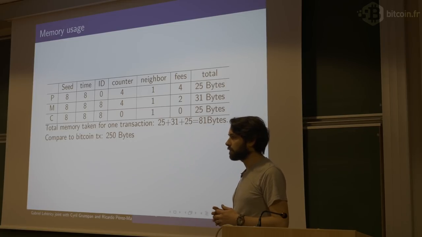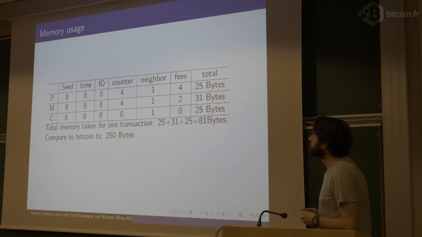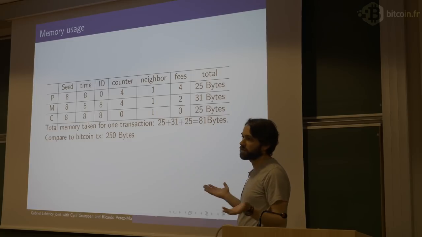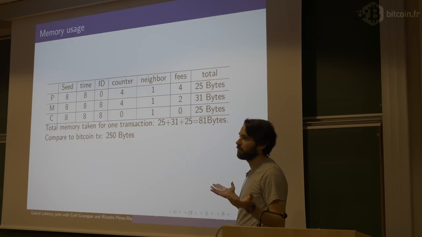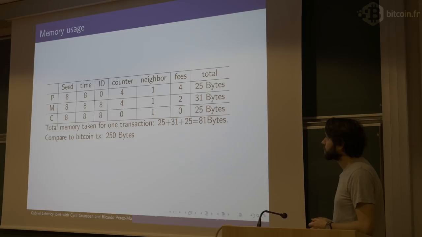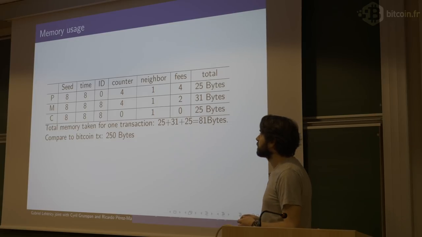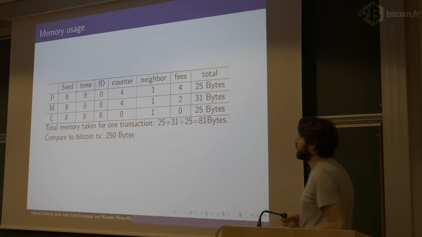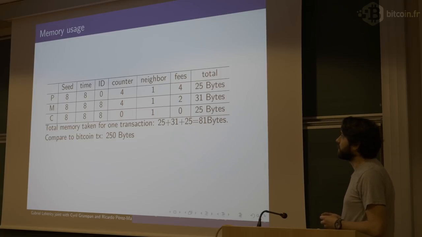Why is the neighbor only one byte? This is because nodes don't have that many neighbors, so I think you only need one byte to keep track of who is who. You need a big number for the seed because it needs to be random enough that there is no collision between two different people. And the timestamp, I believe, takes 8 bytes. But for the other things, you don't need such big numbers, which is why I put these numbers.